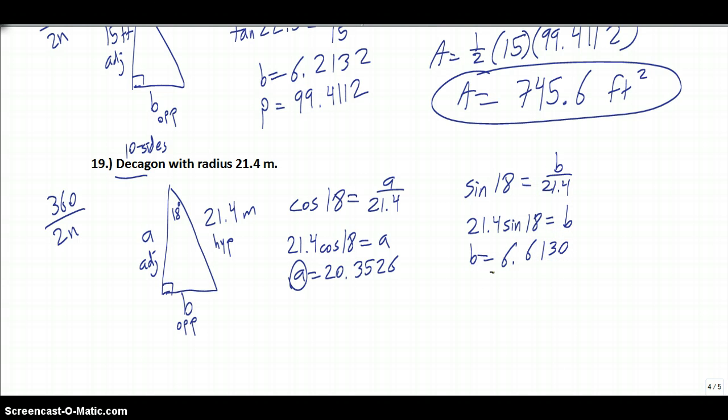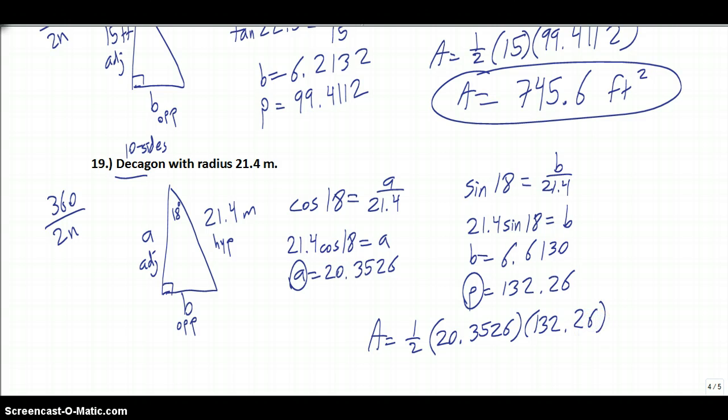Anyway, double the B. Remember, multiply by 2 because it's half of a side. And then you're multiplying by the number of sides, which was 10. So my perimeter is 132.26. And boom, you've got enough to do the area of the regular decagon with radius 21.4.